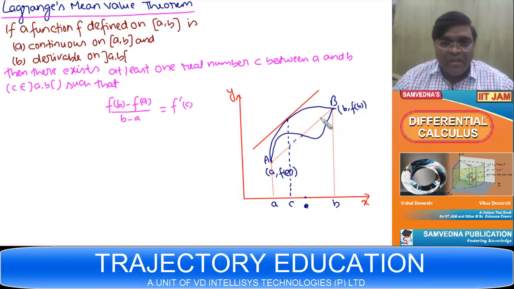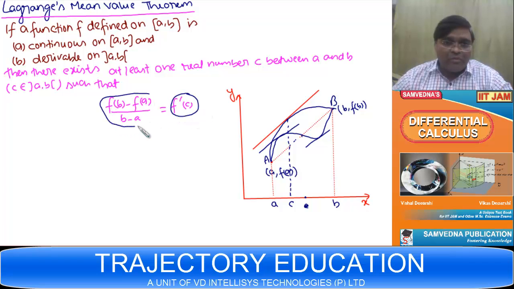You can have more than one point also. Suppose the function is going like this, then you have more than one point where you find the tangent parallel to the chord. So at least there will be one point where if I draw the tangent, it will become parallel to the chord, means the slope of this tangent, that is f dash c, must be equal to the slope of the chord, right?